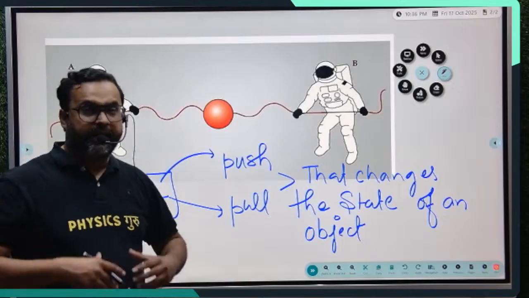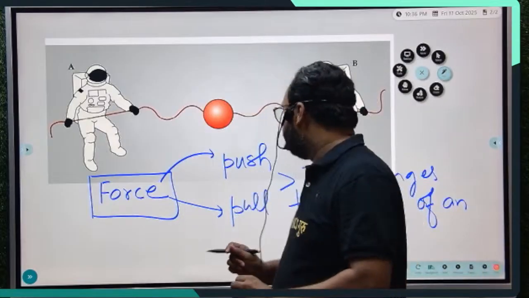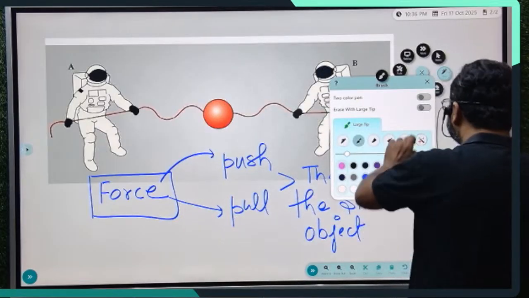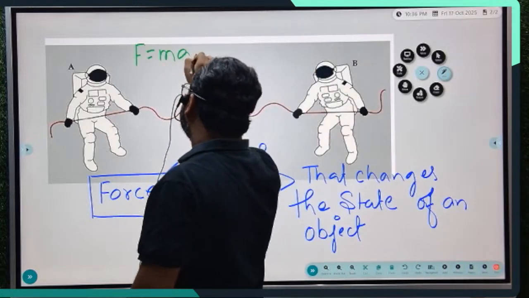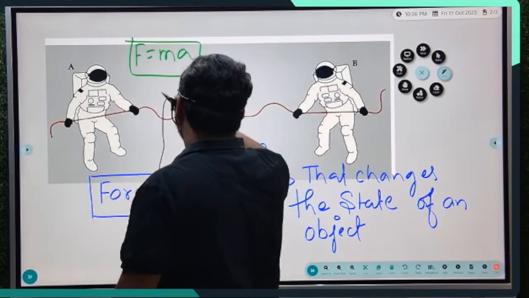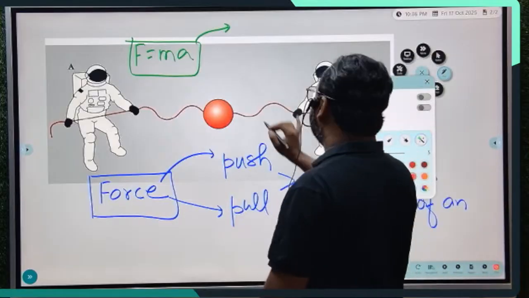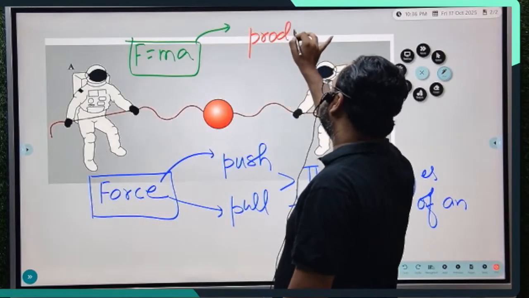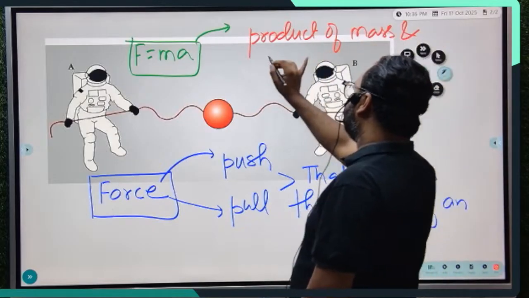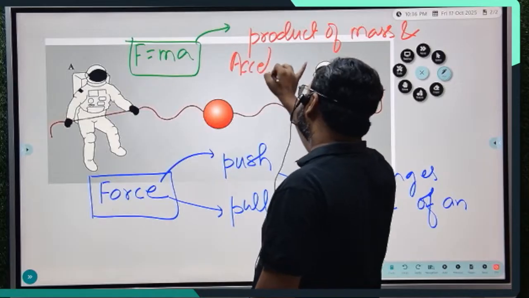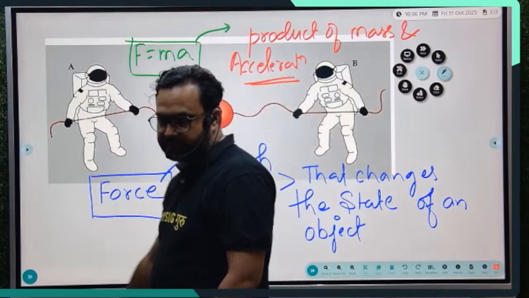Clear? Okay. Now force is also defined as product of mass and acceleration. F is equal to ma. So force is also defined as product of mass and acceleration.